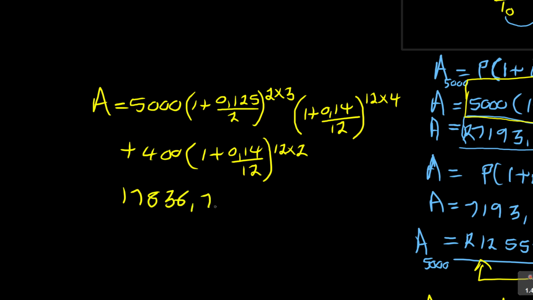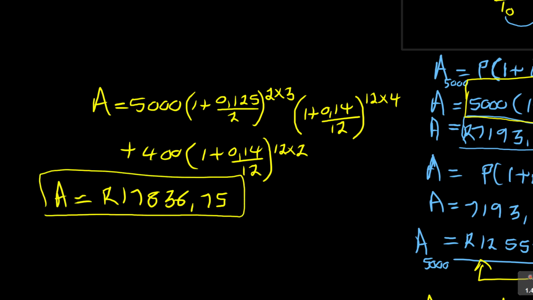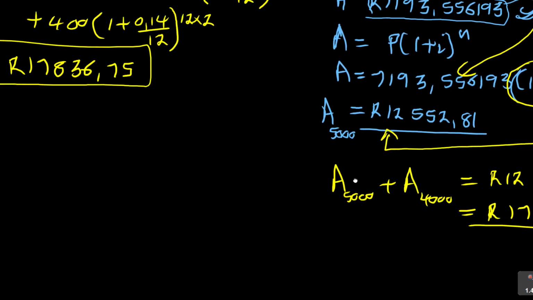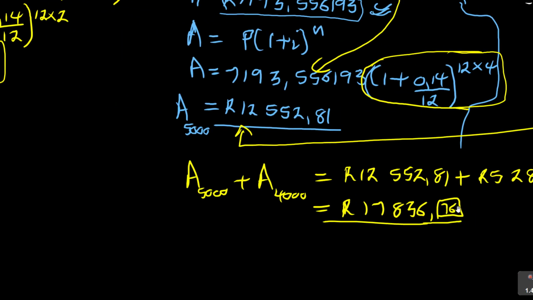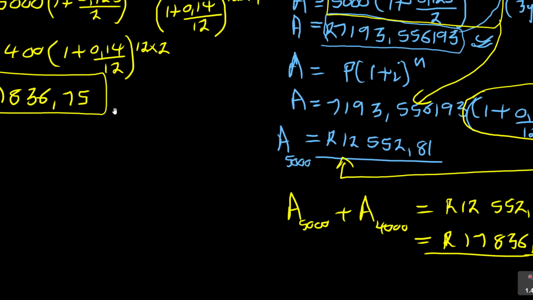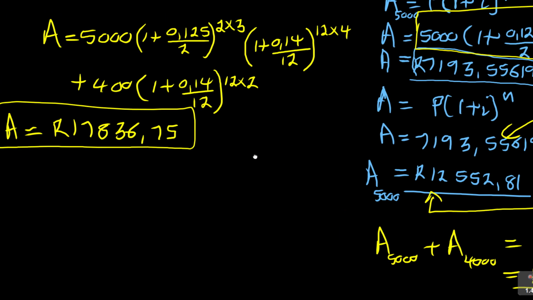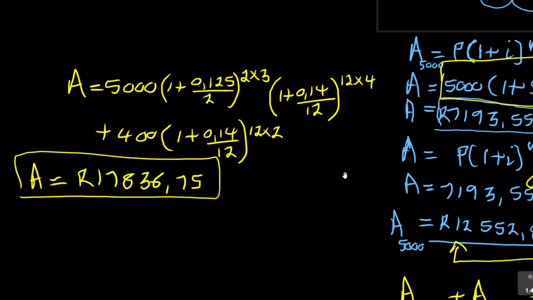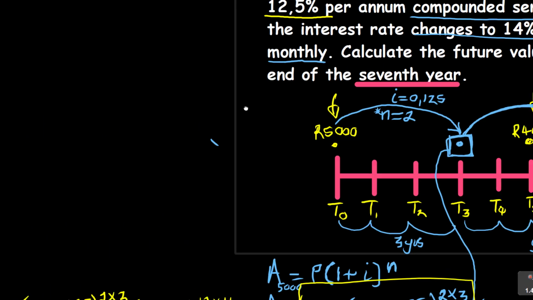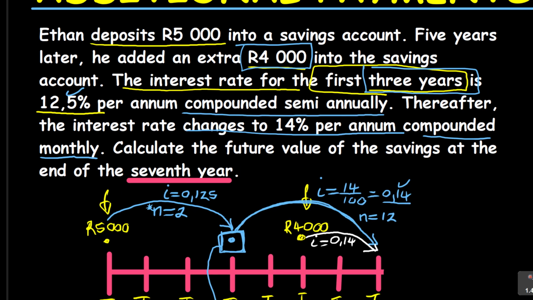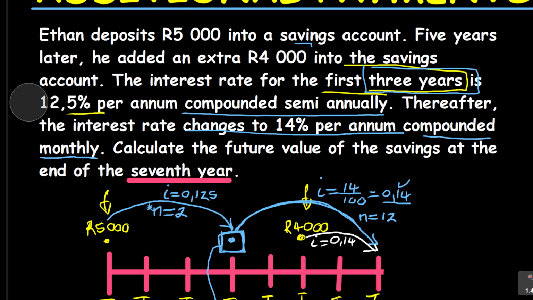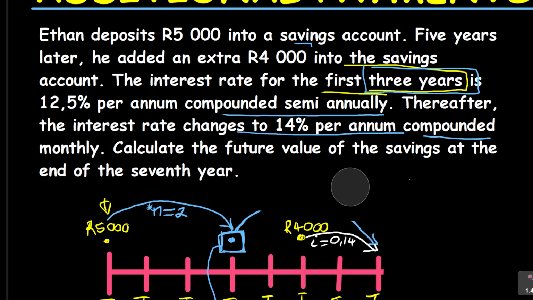17,836 rand 75 cents is my A. Now if you remember, we got our A here being 17,836 rand. I said 75. You can have one or two cents of difference because of rounding-off errors, but look at the answer, it's the same thing. It's still an interesting statement, which we can still do in other forms.